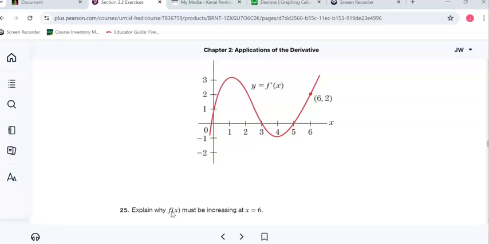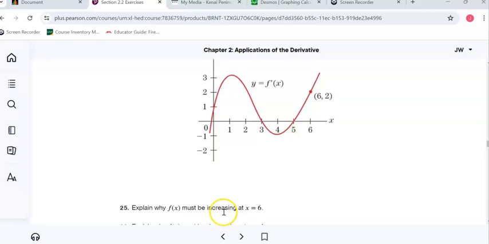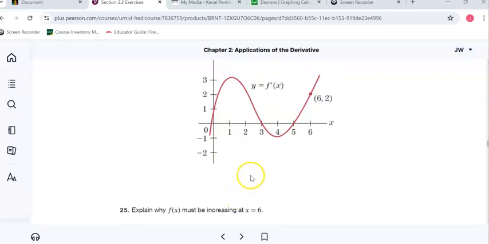So this is what's really confusing. What we're looking at is merely the graph of the first derivative, so it's the graph of the slope. So y must be increasing at x equals 6. Well, because at x equals 6, this is positive, right? It's above the x-axis. It's a positive value. That means the slope is positive, so it's increasing.